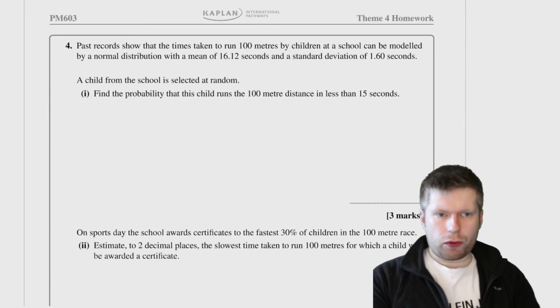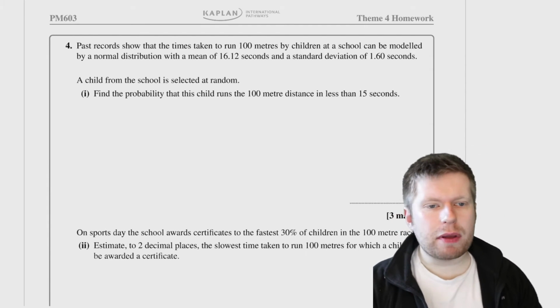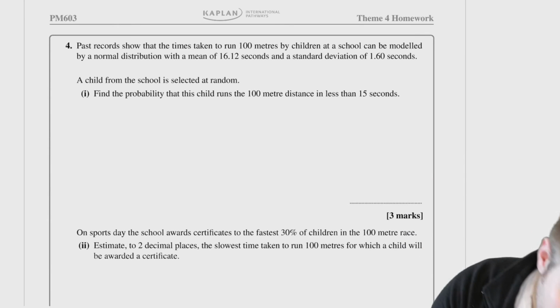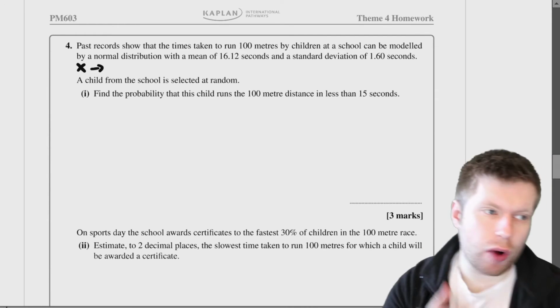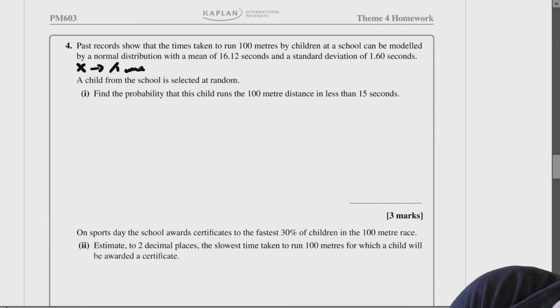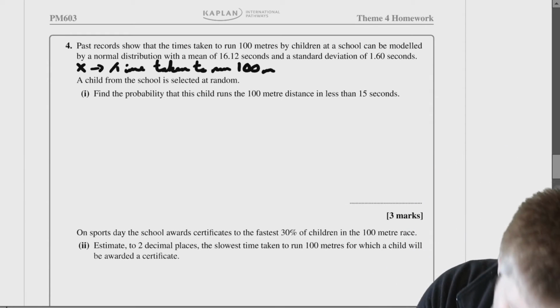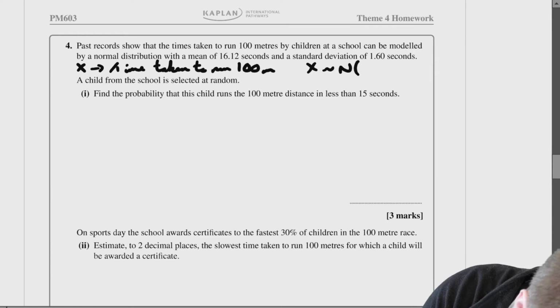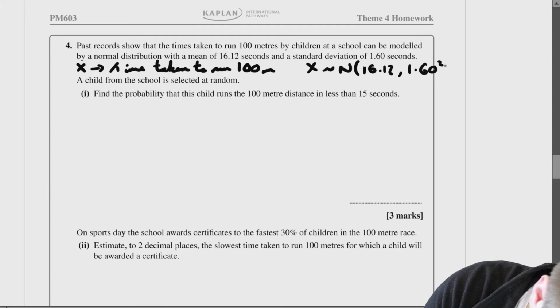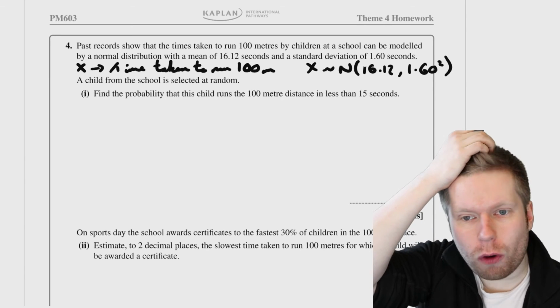Okay, so let's have a look at question 4. Past records show that the times taken to run 100 meters by children in a school can be modeled by a normal distribution. So first of all, I'm going to write down x as my random variable, which is the time taken to run 100 meters. I know it's going to be modeled by a normal distribution. This is what I'm told in the question. So x is normally distributed. The mean is 16.12 seconds and the standard deviation is 1.60, which means the variance is 1.60 squared, because remember, that's the parameter that goes in the second place of my distribution.